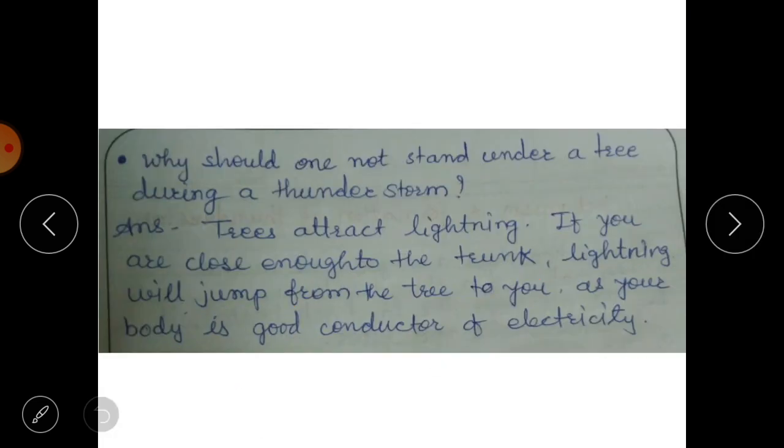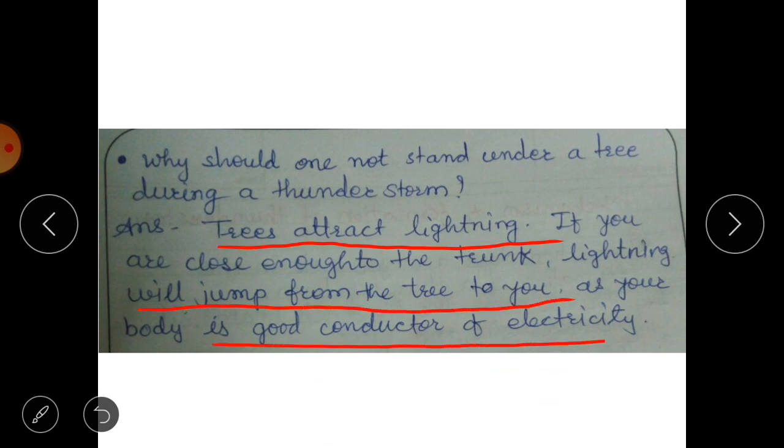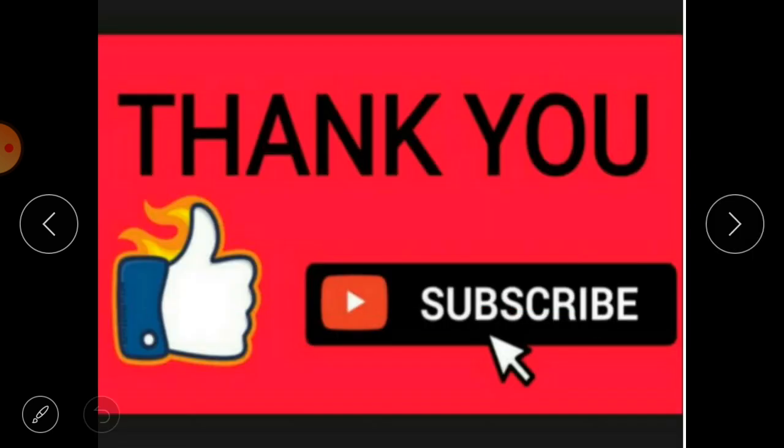But there is one question: why should one not stand under a tree during a thunderstorm? And the answer is because trees attract lightning. If you are close enough to the trunk, then lightning will jump from the tree to you, as your body is a good conductor of electricity. Electricity can pass through our body, and that's why you should not stand under a tree when there is a thunderstorm or lightning. Okay, so this is all about thunderstorms.